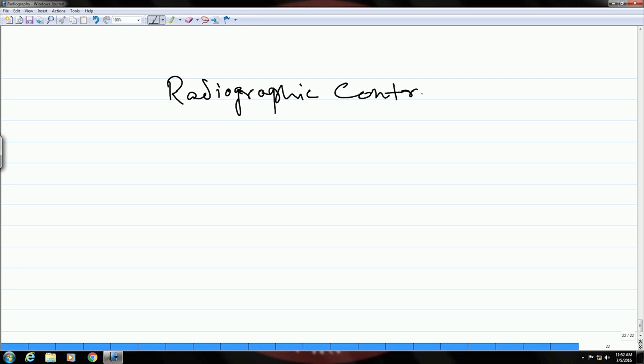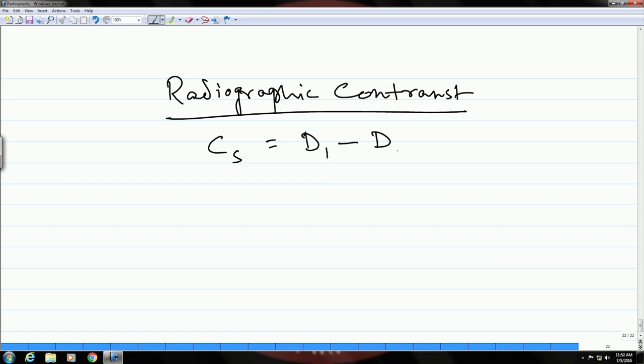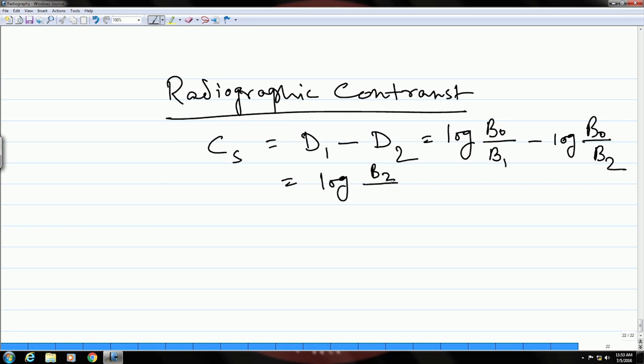So, as I said, this is nothing but the difference in the densities between two regions. If we call this Cs, this is the density difference. So, this can be written in terms of the transmitted intensities V 2 and V 1.